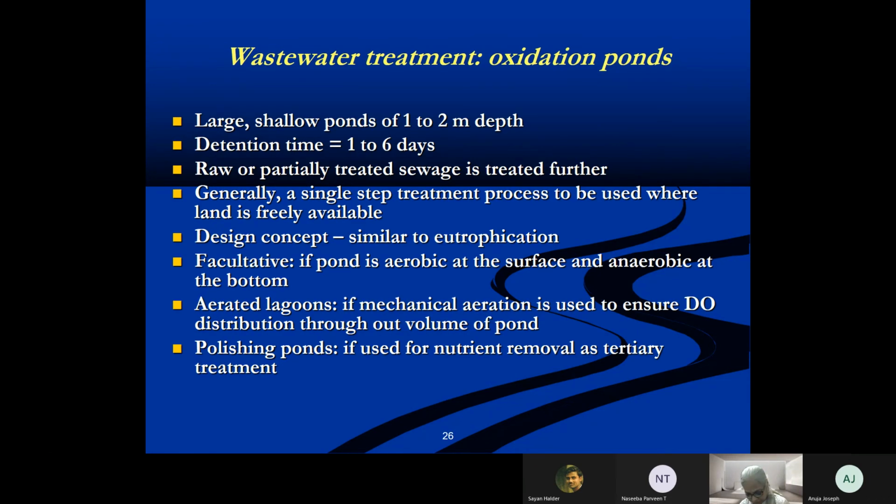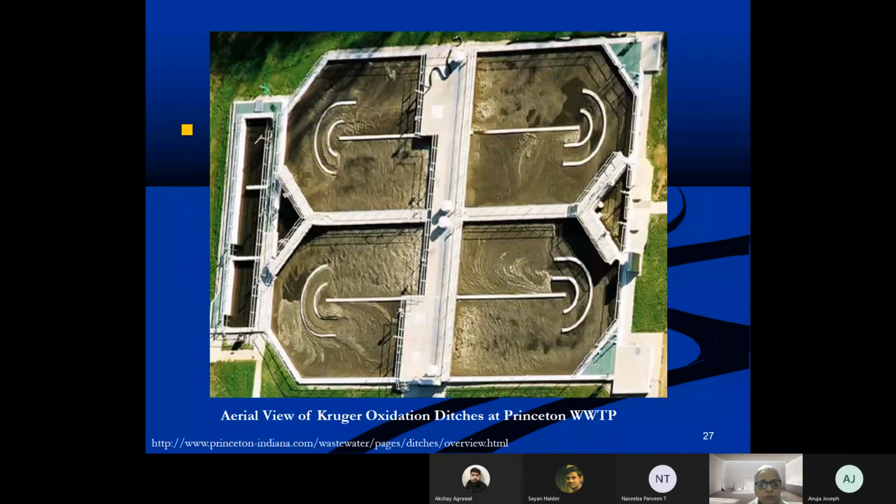Okay, that is the end of anaerobic digestion, and we have a couple more methods to cover. So then we come to oxidation ponds. For wastewater treatment, you can also use what are called oxidation ponds. Let me show you a photo before I talk about it.